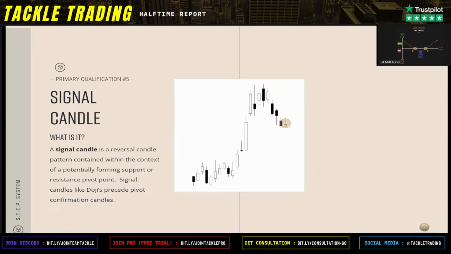The signal candle is not confirmation. The signal candle does not mean put in a market order and just YOLO this. That's not Tackle trading. That's not what we do. We don't YOLO. We're constructive. We like technical patterns. We like to see the signal candle, and we like to get excited about where we're going to put our entry order to get filled if we get confirmation.